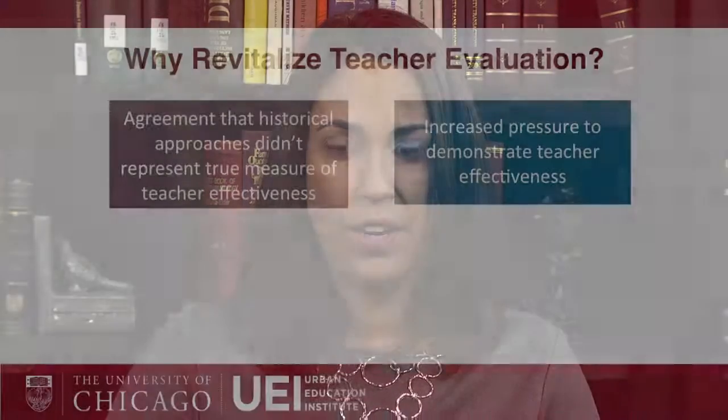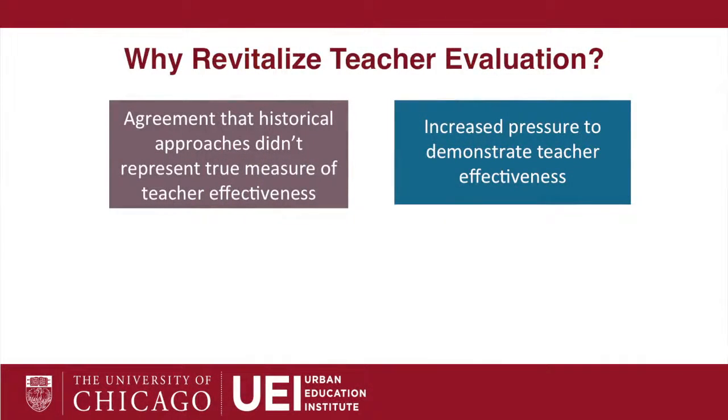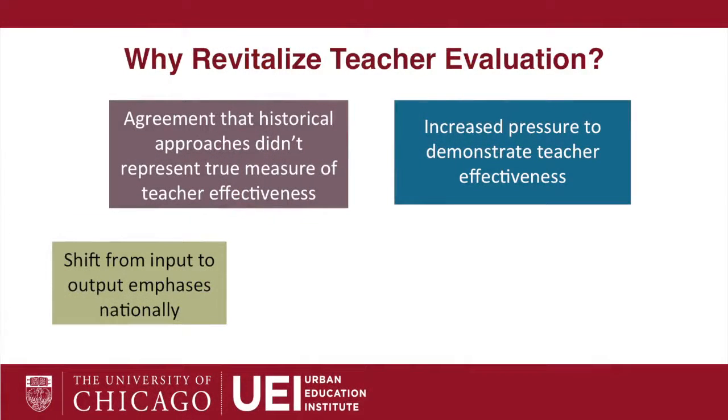There also was increased pressure around teacher effectiveness that came from things like the No Child Left Behind Act and Race to the Top. You'll recall from the No Child Left Behind Act lectures this idea of wanting to ensure that there was a highly qualified teacher in every classroom, which put pressure on states and districts to push this teacher effectiveness approach. Again, this is connected to the shift from inputs to outputs more generally around accountability systems in the country focused on schools.